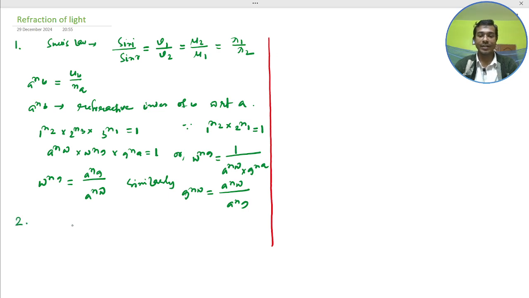The second one is 1 by mu. Suppose medium 2 is air and an observer looks at an image from the medium, then mu is equal to real depth divided by apparent depth.